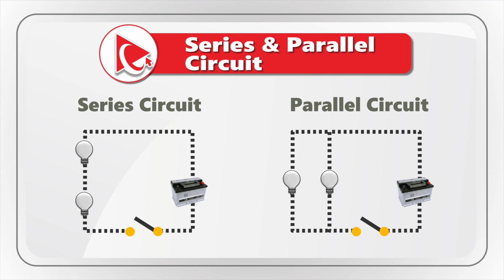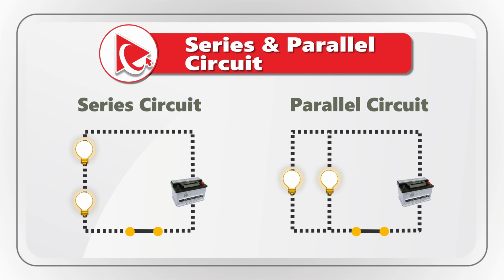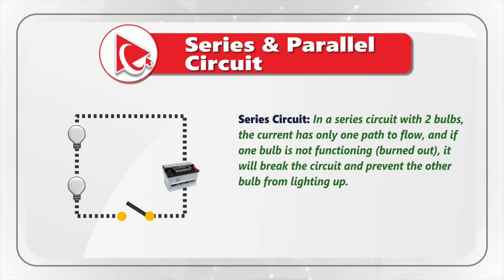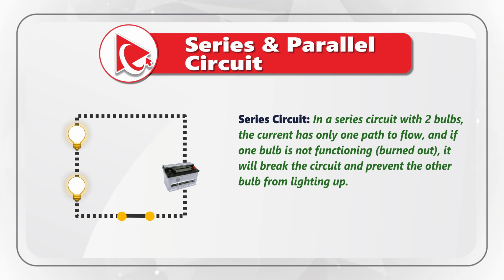As you might be well aware, there are at least 2 types of circuits in electricity: series circuit and parallel circuit. In the series circuit with 2 light bulbs, the current has only one path to flow. And if one bulb is not functioning, for example, it could be burned out, it will break the circuit and prevent the other bulb from lighting up.